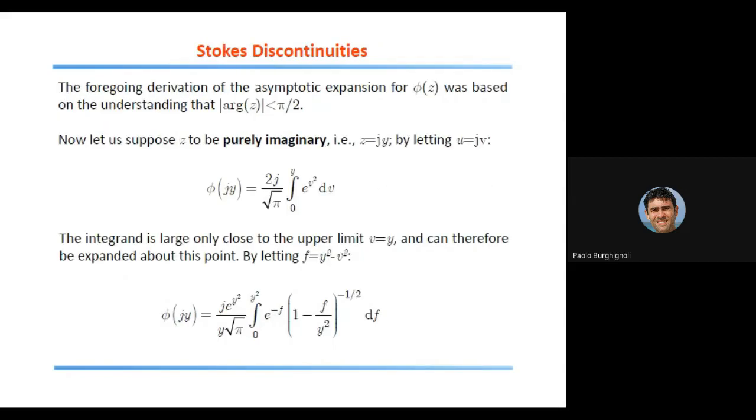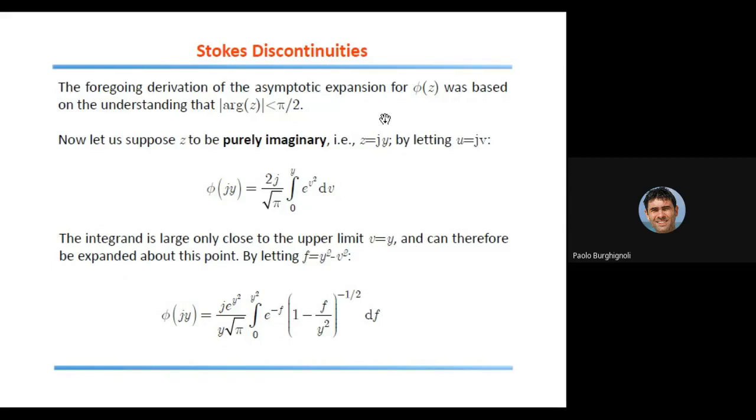Okay, to finish our introduction, I will show you on the example of the error function what a Stokes discontinuity is. So we will start over by considering again the definition of the error function, but now we will consider the argument of the variable z to be exactly equal to pi over 2. That is, instead of being less than pi over 2, we will now place ourselves exactly on the imaginary axis. So pi over 2 or minus pi over 2.